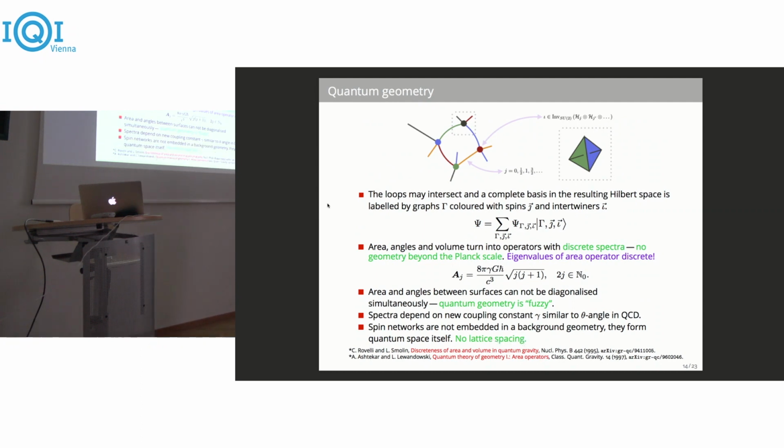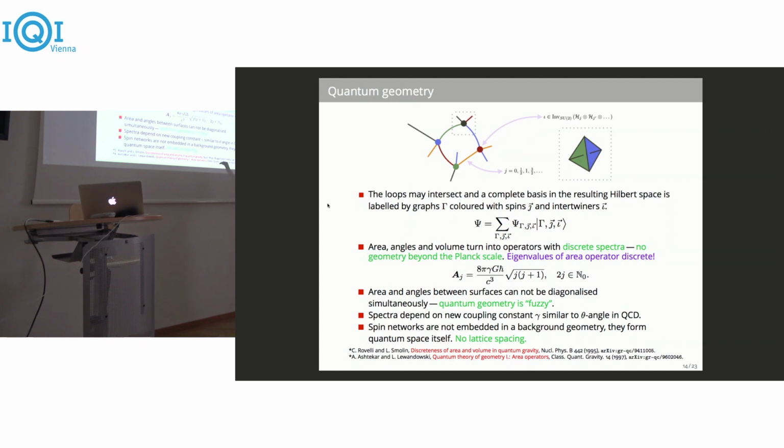And since these loops and Wilson lines may intersect, you can construct a complete basis, and what you find is that the resulting Hilbert space is labeled by graphs colored with representations of your fundamental gauge group, and intertwiners at the nodes wherever these Wilson lines meet that represent SU2 invariant tensors. And since the electric field, the gravity analog of the electric field, represents a geometric quantity, what you find is that geometry itself becomes quantized. In fact, areas, angles, and volumes turn out to have discrete spectra as quantum operators.